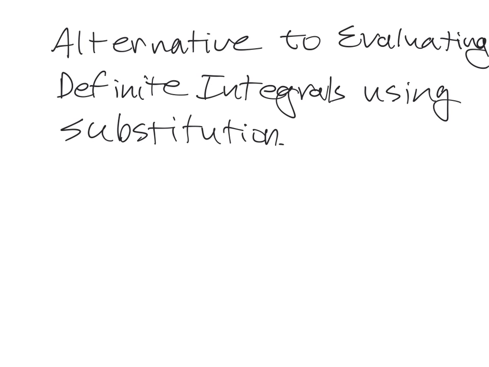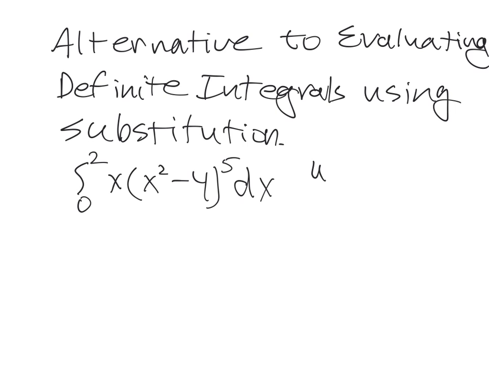Okay, we'll go through evaluating a definite integral using substitution, and we'll show two different ways. One way he shows on the videos, and then this other way. If we have the definite integral from 0 to 2 of x times the quantity x squared minus 4 to the 5th power dx. Now, the straightforward way, we look at the antiderivative, and we're going to let u equal what?